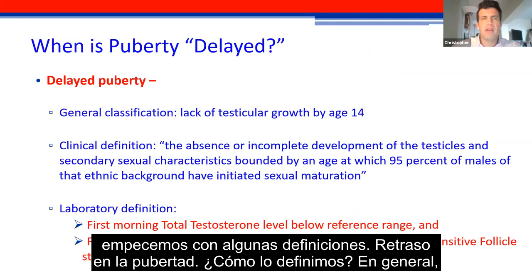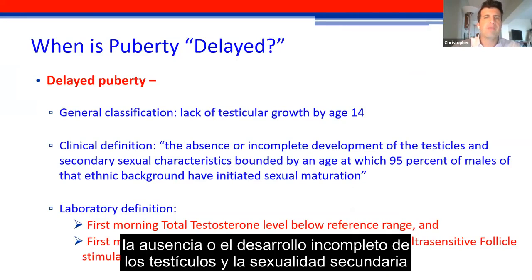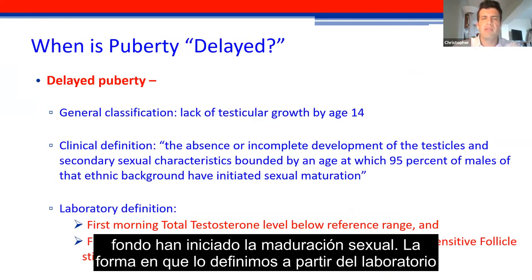Delayed puberty, how do we define it? In general, it's classified as a lack of testicular growth by age 14. Clinical definition is the absence or incomplete development of the testicles and the secondary sexual characteristics bounded by an age at which 95% of males of that particular ethnic background have initiated sexual maturation.